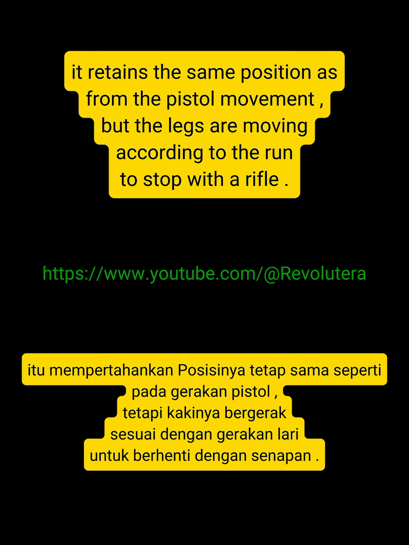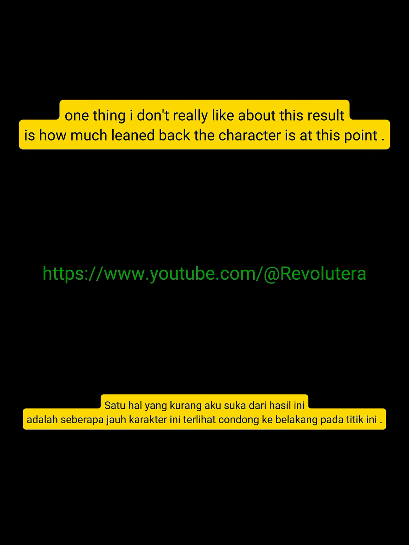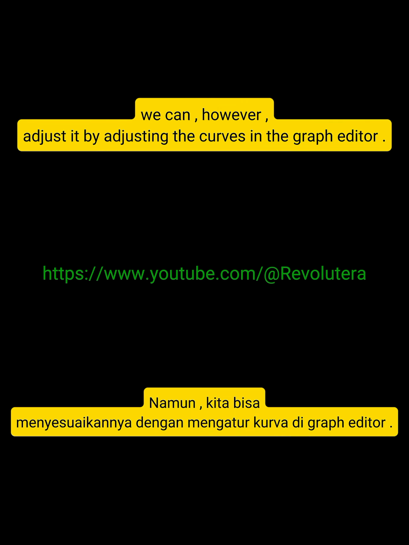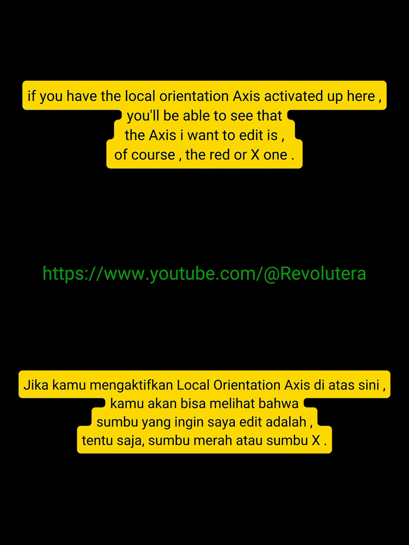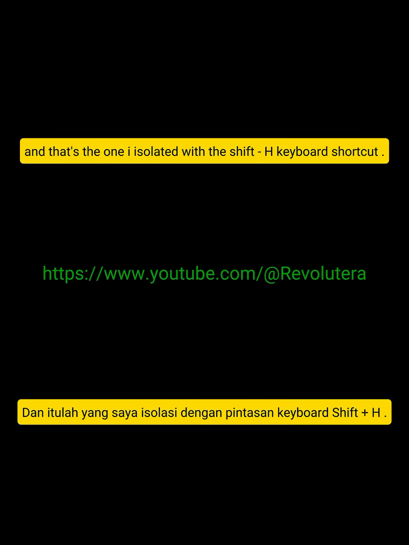You can see me here pinpointing the area where a jump in animation happens. One thing I don't really like about this result is how much the character is leaned back at this point. We can, however, adjust it by editing the curves in the graph editor. So what I've done here is select this bone and the spine of the character. If you have the local orientation axis activated up here, you'll be able to see that the axis I want to edit is, of course, the red one, X. And that's the one I isolated with the Shift H keyboard shortcut.